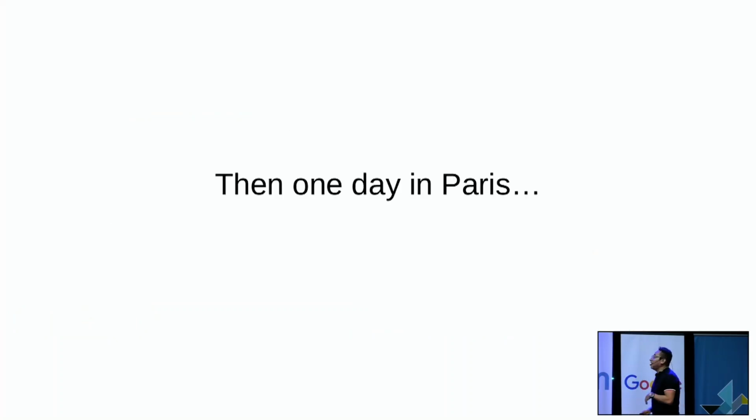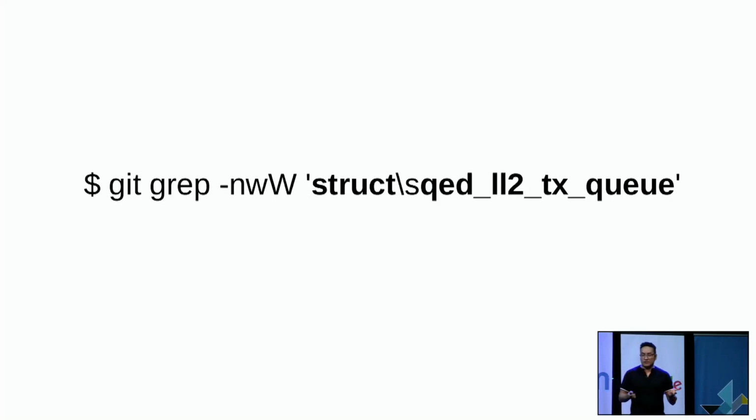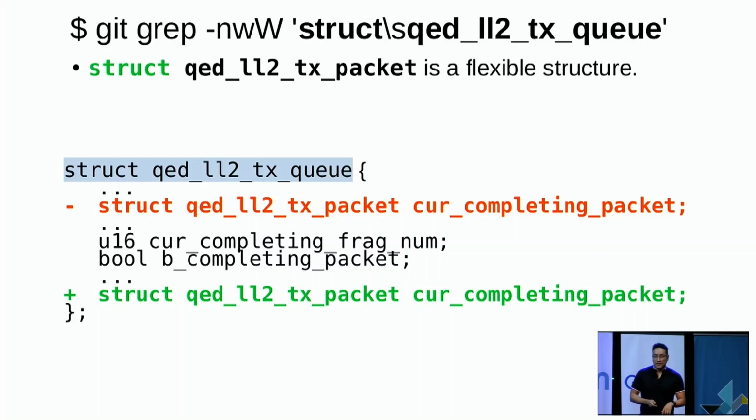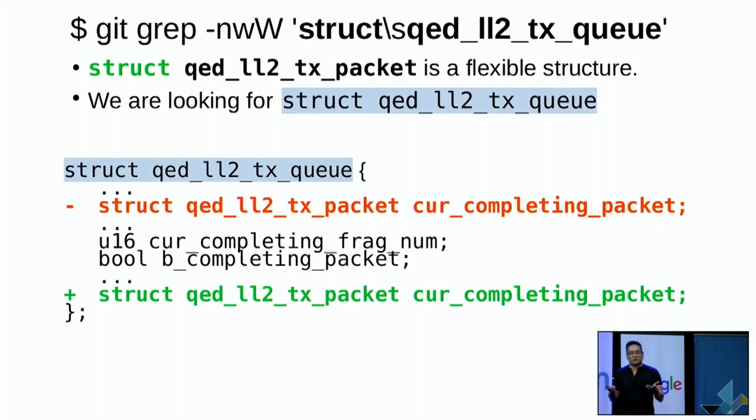Okay, so then last year I was presenting at Kernel Recipes. Before presenting, I was reviewing my slides, and just out of curiosity, I wanted to grep for this TXQ structure. Let's remember, the TXQ structure is the one highlighted in blue, and is the one that we just fixed, the one that contained the undefined behavior bug caused by declaring an object of a flexible structure in the middle. So here in this case, tx packet is the flexible structure, and I wanted to grep for txq.